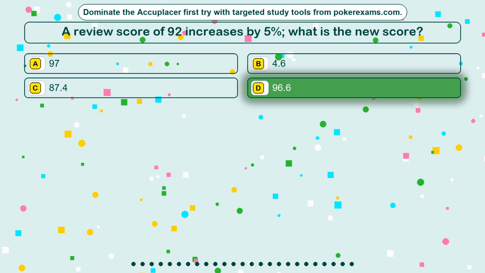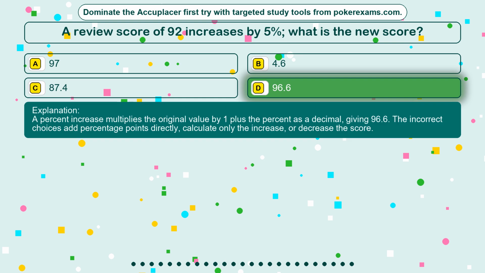The correct answer is option D, 96.6. A percent increase multiplies the original value by 1 plus the percent as a decimal, giving 96.6. The incorrect choices add percentage points directly, calculate only the increase, or decrease the score.